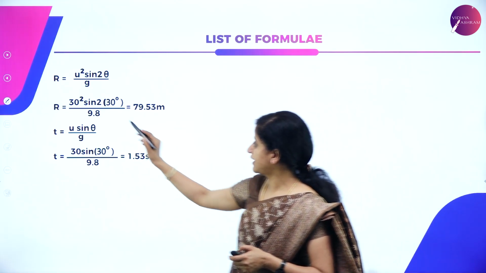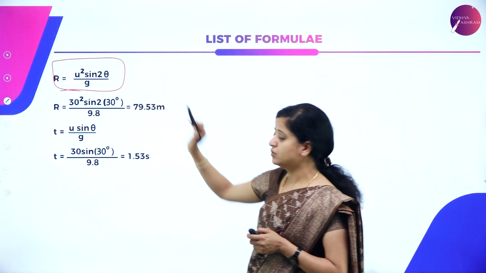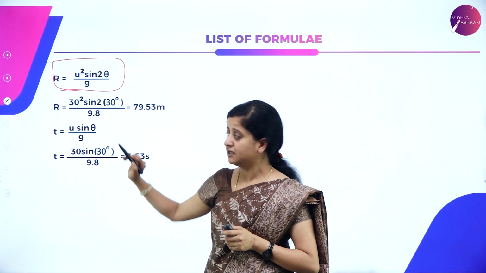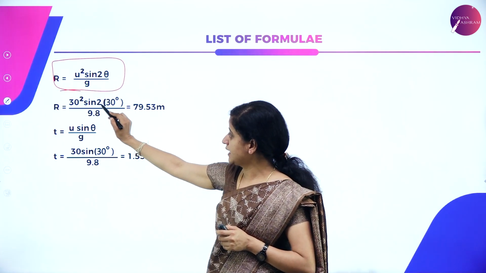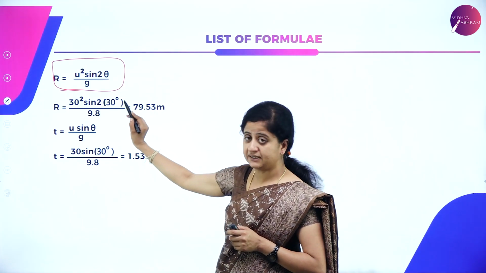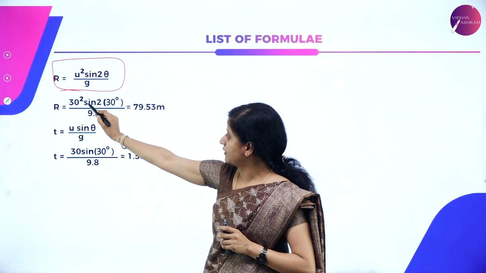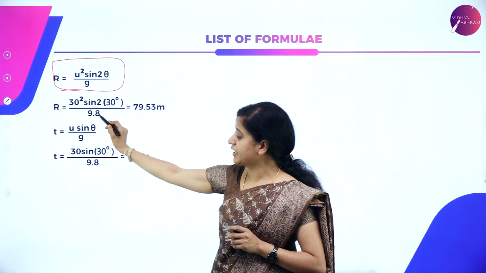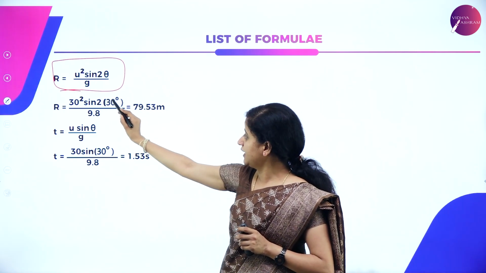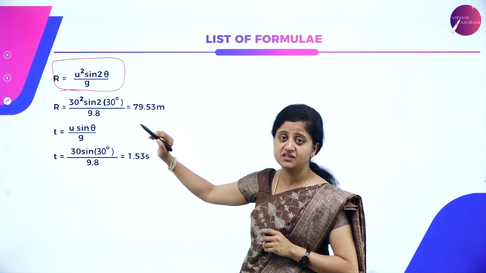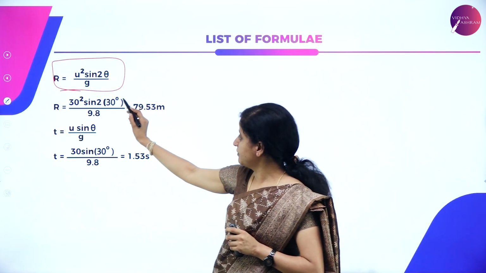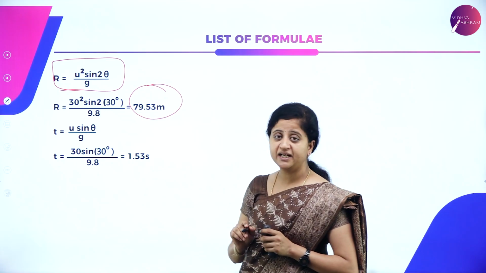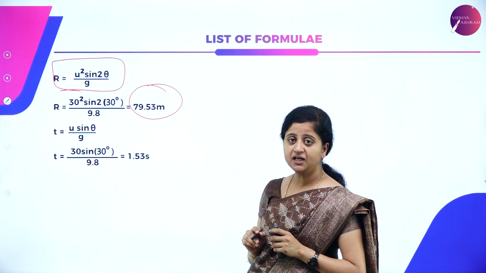Next we are going to find the range. Range can be calculated as u square sin 2 theta divided by g. As we know, the value of u is 30, so we have 30 square into sin 2 theta, where theta is 30 degree, divided by g, which is 9.8. So 30 into 2 is 60. Sin 60 value is root 3 divided by 2. Simplifying that, multiplying with 900 divided by 9.8, we will get the answer 79.53 meter.